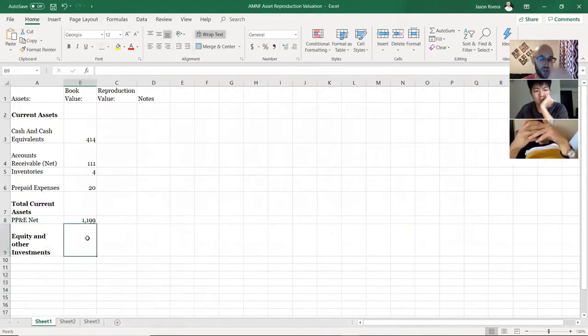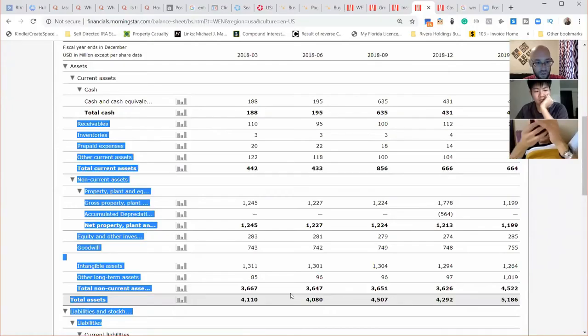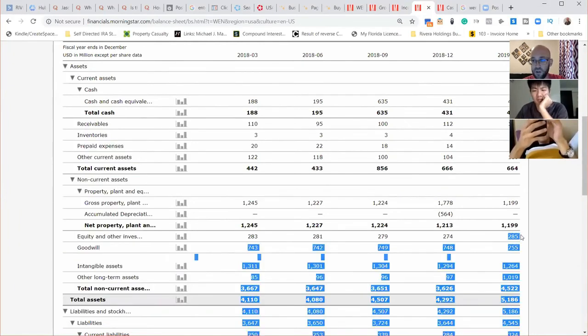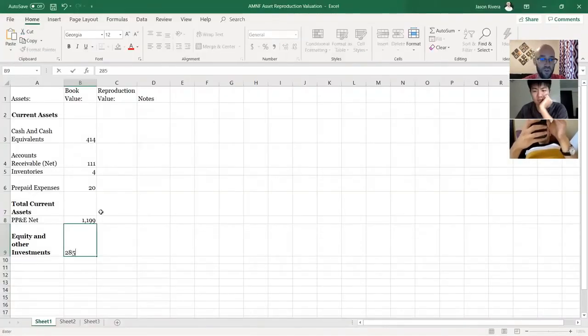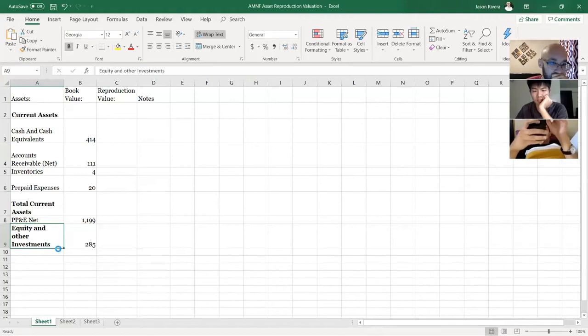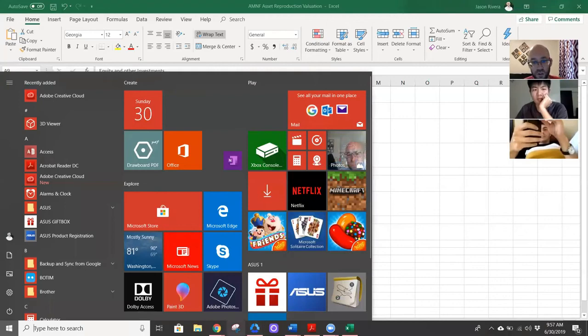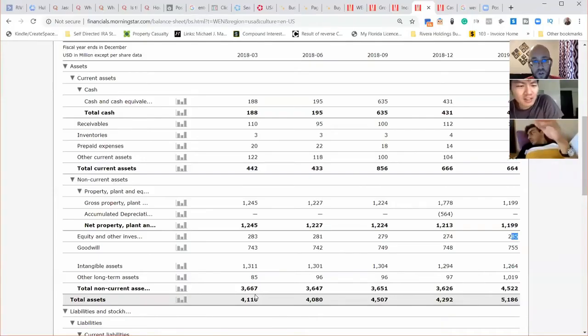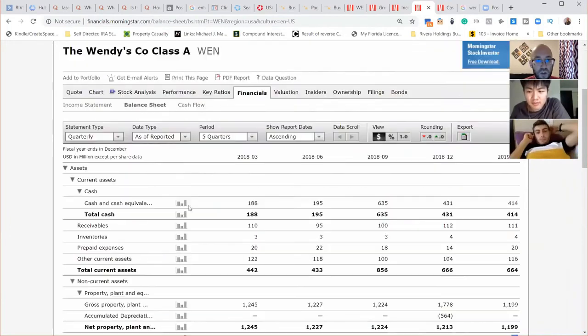What was this number? Do you guys have it up? Is it total shareholder equity? No, right here, on the equity and other investments, 285. Different number. Do you have the Wendy's Co Class A? Is that the one? Yeah. The ticker is WEN. Are you on annual or quarterly right here? Oh, I'm on annual. Are you on quarterly?